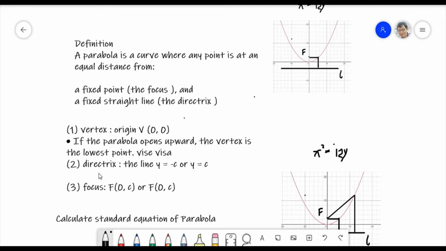Okay, the directrix, the line, is y equals negative c, or y equals c, depending on whether it's on the top or below the vertex, right? Okay, so the focus equals (0, c), or (0, -c).